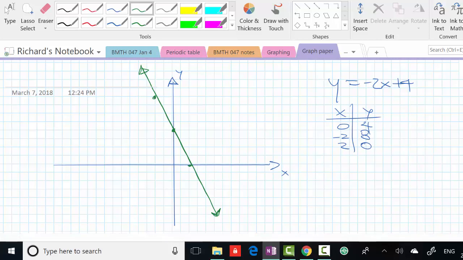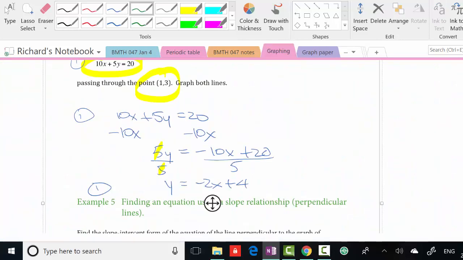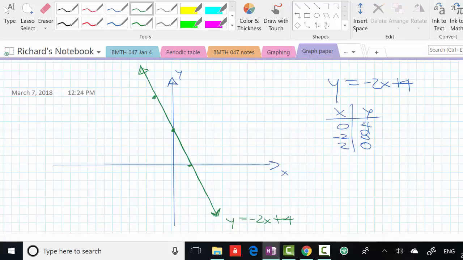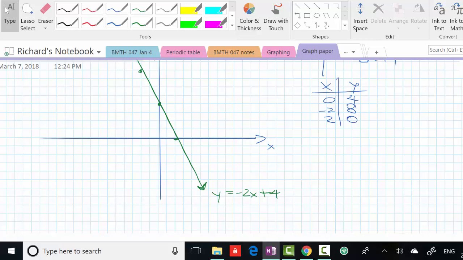So the original question: what I wanted to do was find the equation of a line that is parallel to this first line, which is y equals minus 2x plus 4. I'm going to label that right on the graph: y equals negative 2x plus 4. And I need to find the equation of a line that's parallel to this line. So I have to identify the point that this new line will go through, and that point is 1, 3 right here. I'm going to use that information.